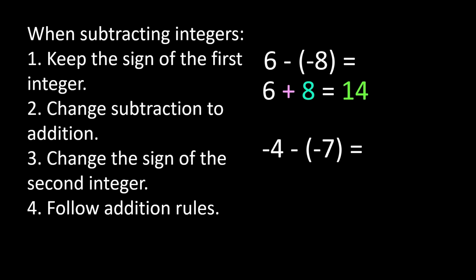We'll work -4 minus -7 the same way. We keep -4 exactly the same, -4. We change subtraction to addition. Then we change the sign of the second integer. -7 will become +7. We now have -4 plus 7, so we're following the addition rules for adding integers with different signs. That says we subtract 7 minus 4, which is 3, and because we keep the sign of the number with the larger absolute value, in this case the 7, -4 minus -7 equals +3.